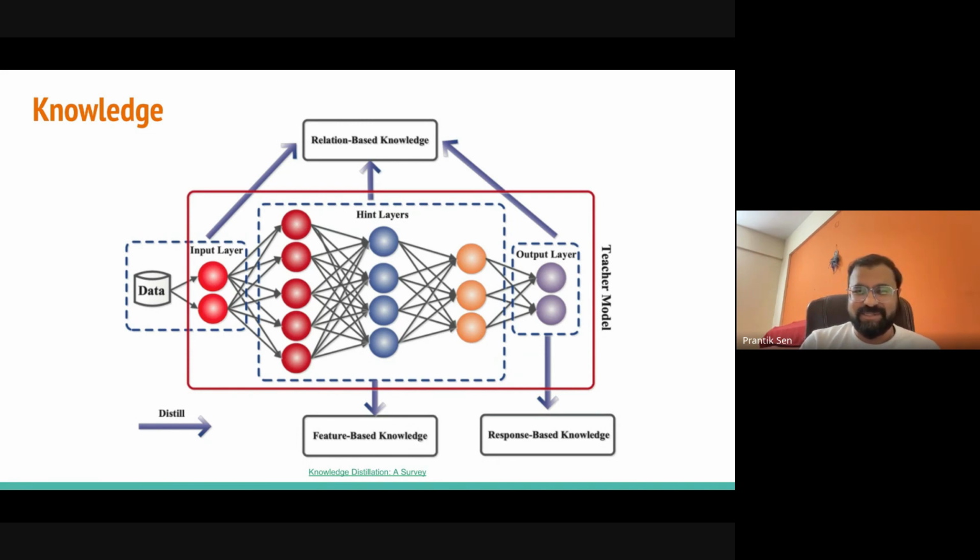I will pause for some time so that this diagram is clear and you have some time to see this.